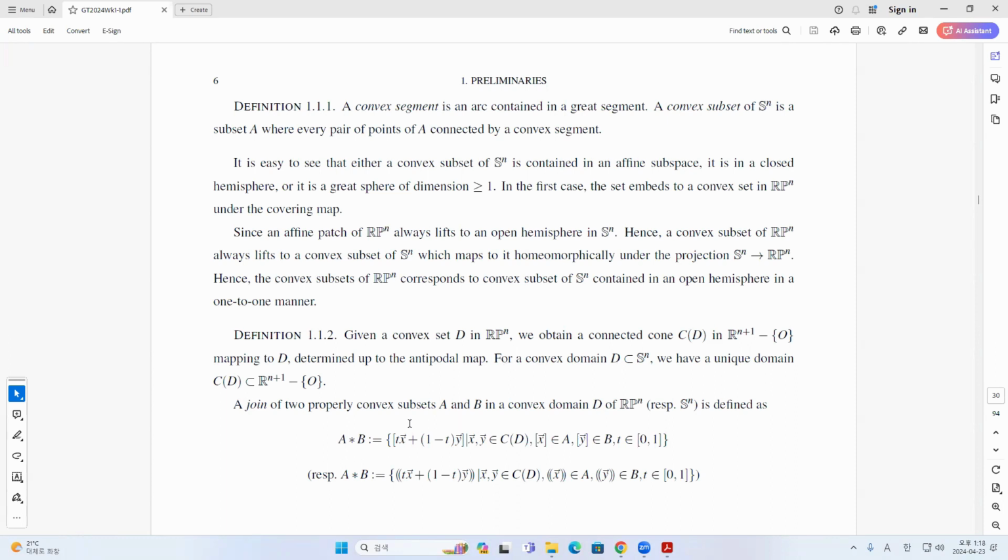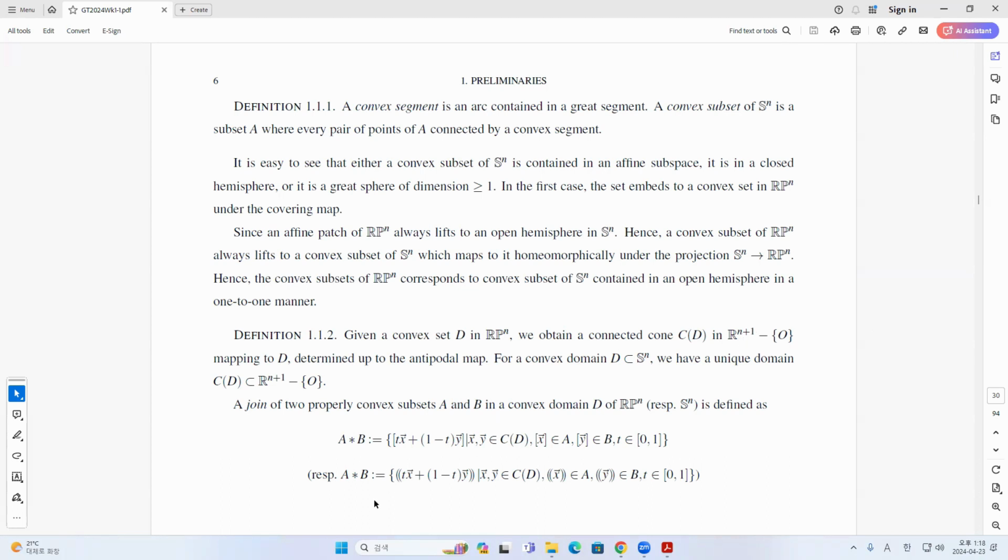So the join of two convex subsets A, B in a convex domain in RPn is defined as the set of equivalence classes of tx plus (1 minus t)y, where x, y are in C(D), and x is in A, y is in B, and t is in (0,1). Okay. So of course, I should remove 0 here. So a convex cone means we remove 0.